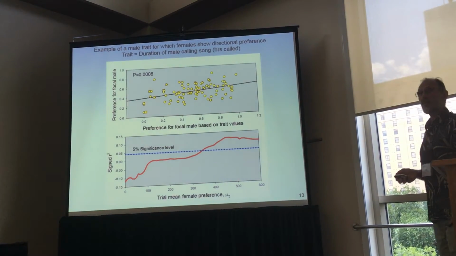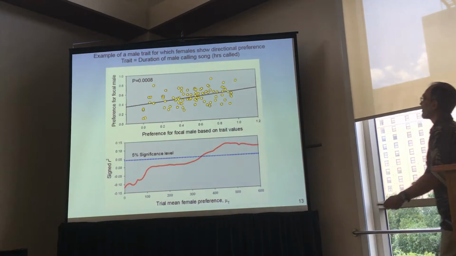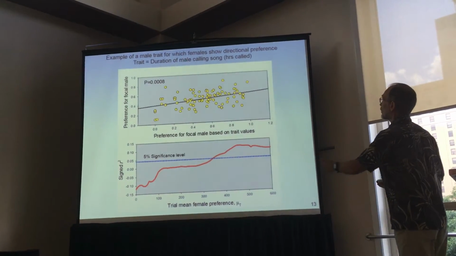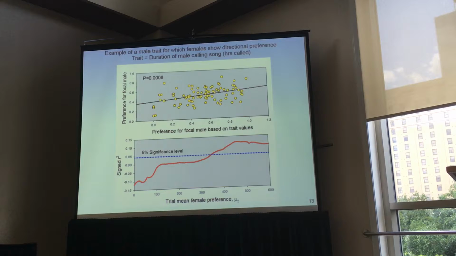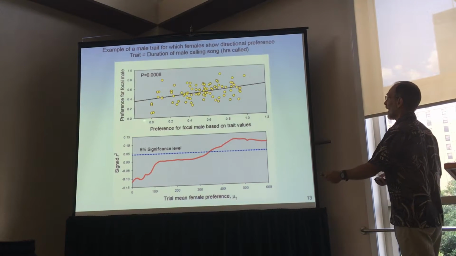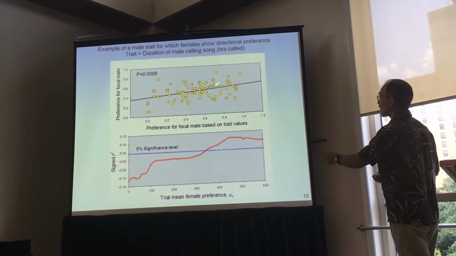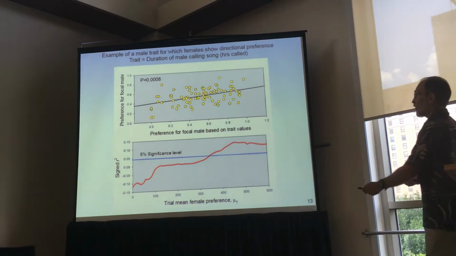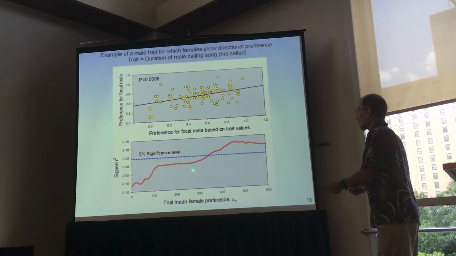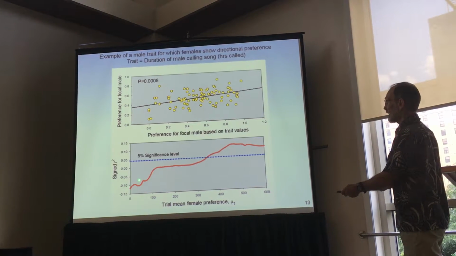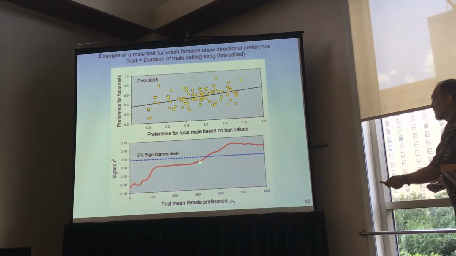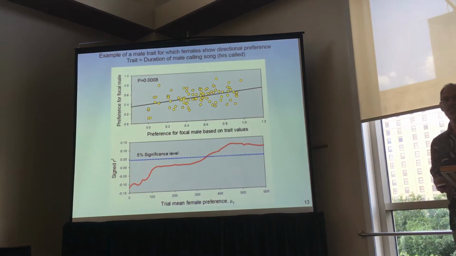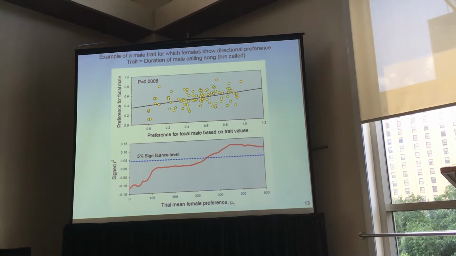This is an example where we have directional preference, which should result, of course, in directional selection. And this is the duration of the male calling song, so the number of minutes called in a 24-hour period. And here we see a highly significant correlation between the preference for that focal male and the relative trait value. If we look at the stabilizing preference graph, what we find here is that in fact it exceeds the 5% significance level, but it never goes below it. And this is what you expect, shown from the simulation models, when you've got directional preference.